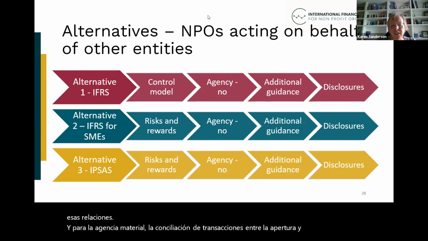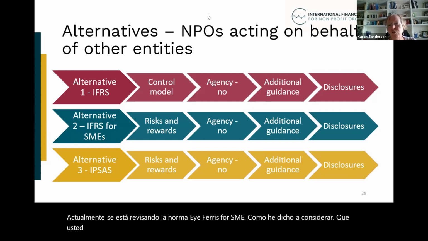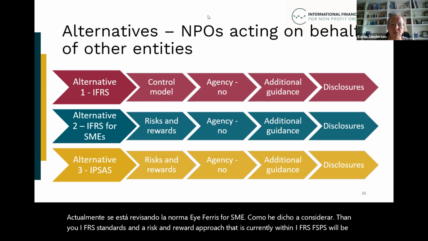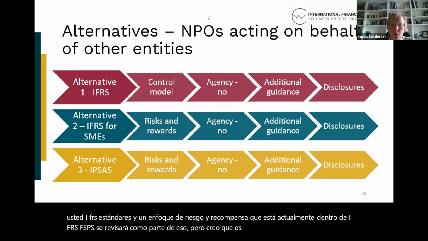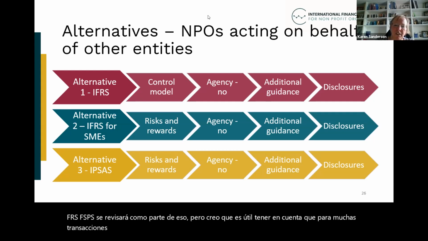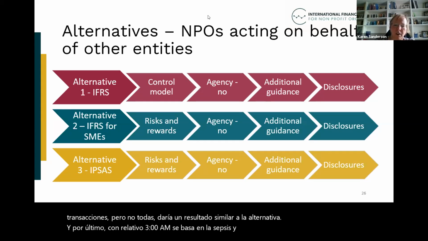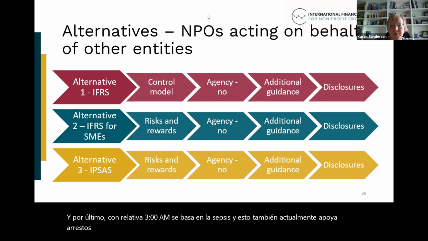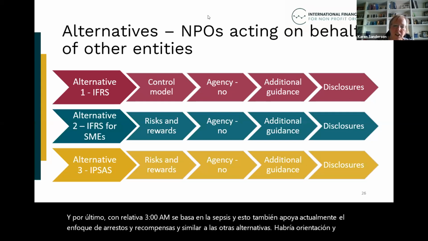The IFRS for SME standard is currently being reviewed, as I said, to consider the new IFRS standards. And a risks and reward approach that is currently within IFRS for SMEs will be reviewed as part of that. But I think it's useful to note that for many transactions, but not all, it would give a similar outcome to alternative one. And finally, alternative three is based on Ipsos, and this also currently supports a risks and rewards approach. And similar to the other alternatives, there would be additional guidance and examples with a requirement for additional disclosure.